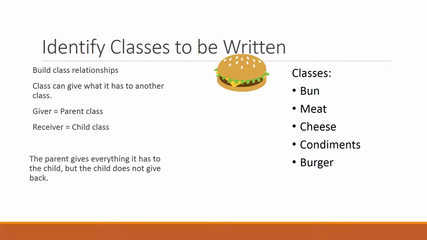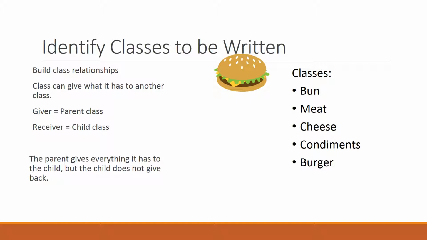The first item is to identify the classes to be written. So build class relationships. We're looking at what is related to what as we build this project. When you think about a cheeseburger, the burger itself is related to all the different elements under the class, because it needs the bun, needs the meat, doesn't necessarily need the cheese or condiments, but most people usually get it with it.